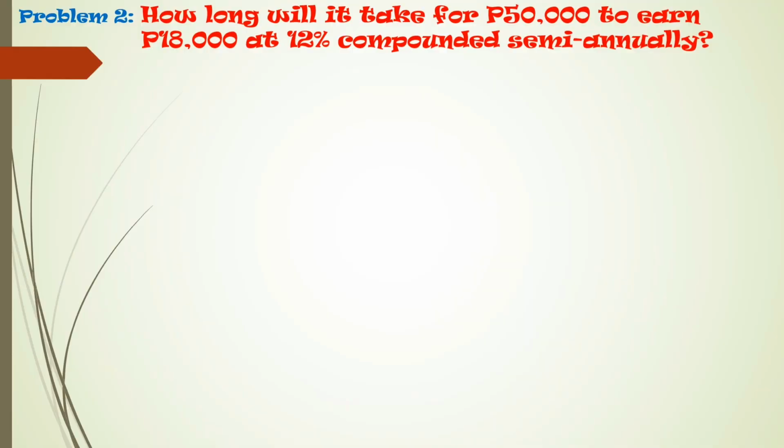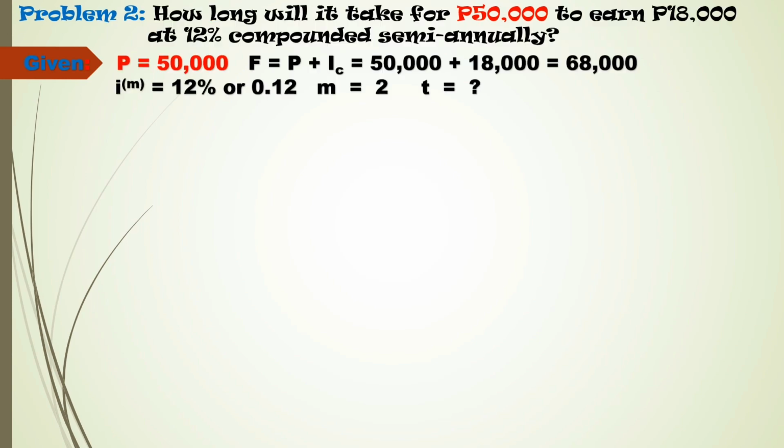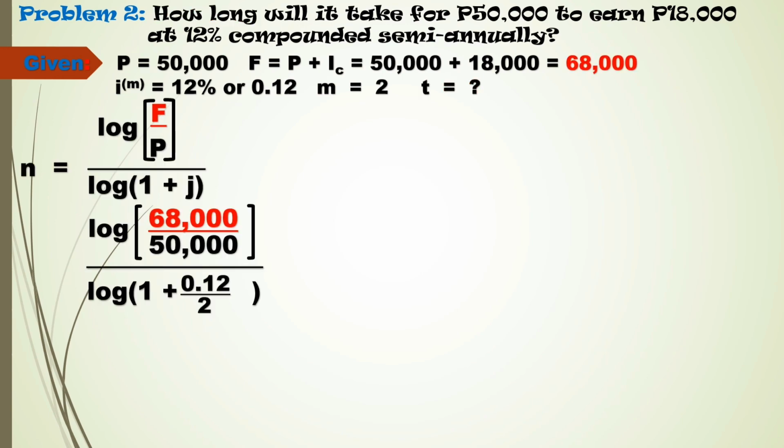Another one. For our next problem, how long will it take for 50,000 to earn 18,000 at 12% compounded semi-annually? In the problem, the principal is 50,000, the future value is the principal plus the compound interest, equals 50,000 plus 18,000 equals 68,000. The nominal rate is 12% or 0.12, semi-annual conversion, so m is equal to 2, and time is unknown. Substituting in the formula, F equals 68,000, P equals 50,000, j equals 0.12 divided by 2.